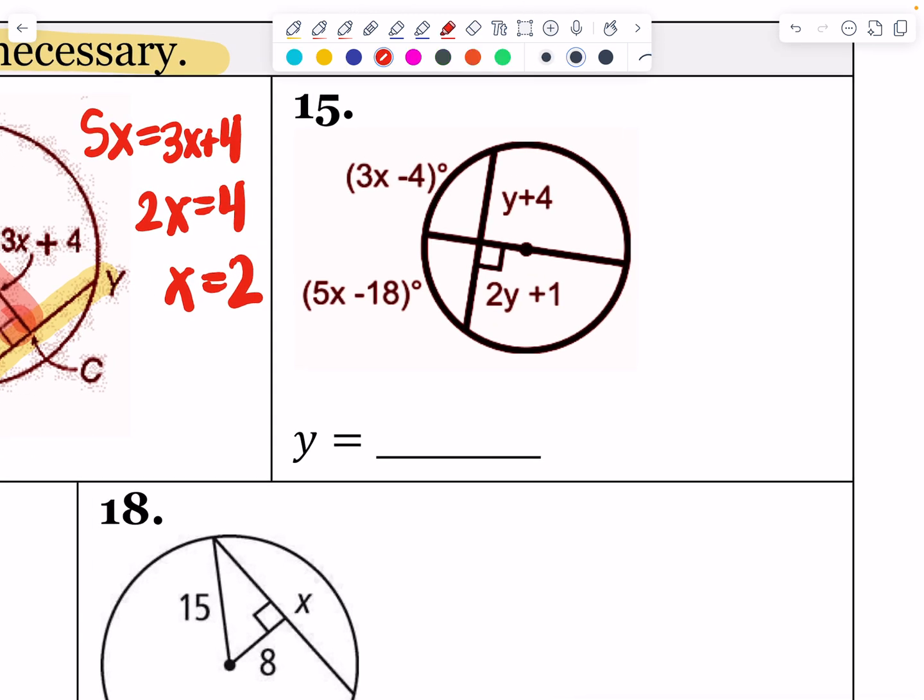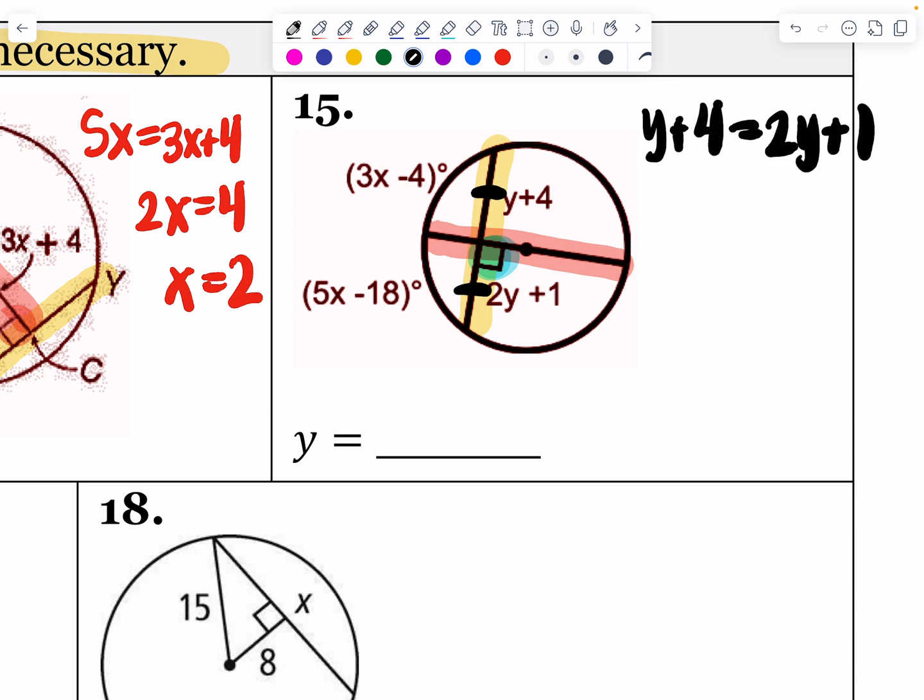15, we've got a diameter, and it is cutting off this chord at a 90-degree angle. So we know that it's perpendicular, but it's also going to cut it in half. So I know that I get to add congruence marks both here and here. Not only are those two pieces going to be congruent, so y plus 4 equals 2y plus 1. When I move the y over here, you can move the 1y to the other side, subtract the 1 from both sides, you get y equals 3. How do I know that I did it right? Because 3 plus 4 is 7, and 2 times 3 plus 1 is also 7.